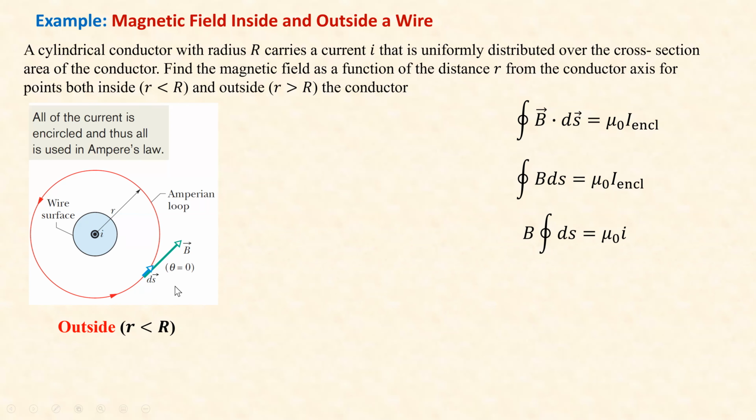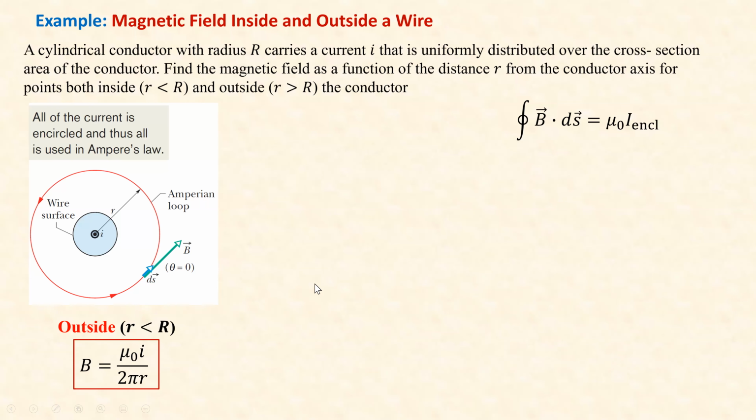The integral of ds along this means adding all these small distances together, which becomes 2 pi r. So it becomes B times 2 pi r equals mu naught I. Therefore, the magnitude of B is mu naught I over 2 pi r. So this is the same as a long straight wire. Again, this should be the other way around.